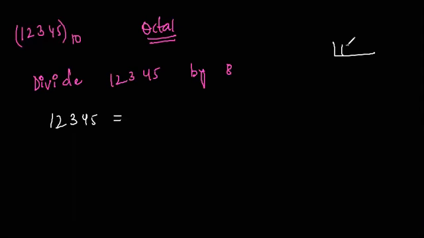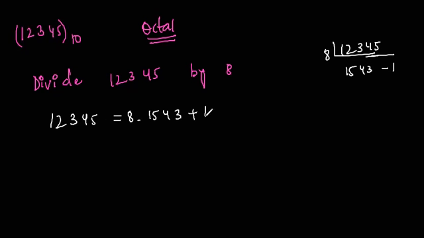Let's do it over here. 1, 2, 3, 4, 5, 8 times. So the answer will be 1543 and the remainder will be 1. So it can be written in this way: 8 into 1543 plus 1, that is dividend is equal to divisor into quotient plus remainder.